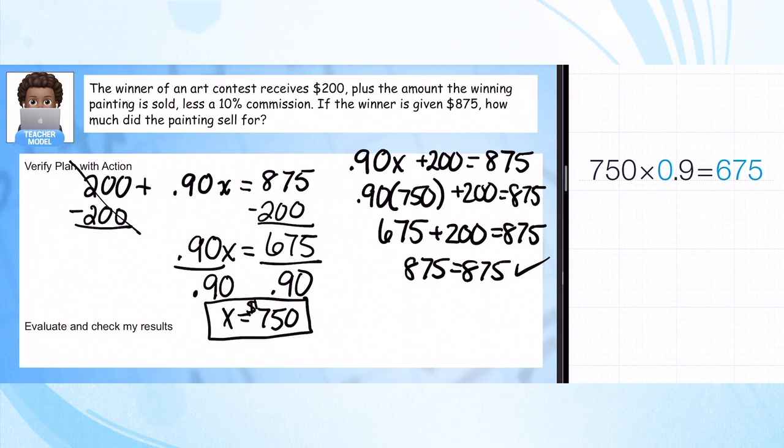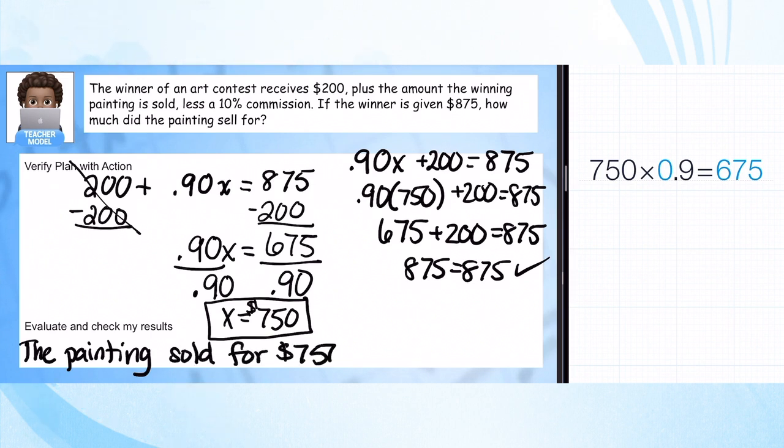So let's answer the question as a full sentence. If the winner is given $875, how much did the painting sell for? The painting sold for $750. So great job, Math Marvels. The big takeaway was being able to represent 90% of a number in this form as 0.90x. And we translated that from less than 10%. So we knew it was being reduced by 10%. All right, hit pause and jot this one down into your notes.